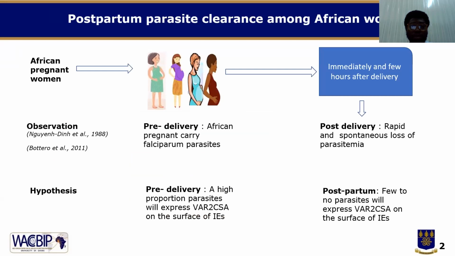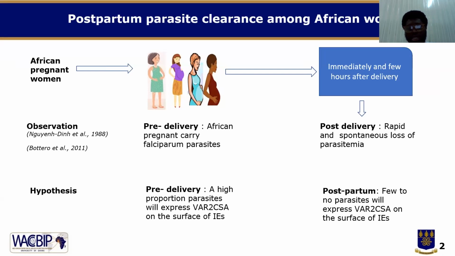So what has been observed and reported amongst African women by 2 independent studies is that pregnant women with these parasites prior to delivery carry them into delivery. And then a few hours after delivery, they rapidly lose these parasites without any therapeutic intervention. Now, in the earlier study by Nguyen in 1988, VAR2CSA was not yet discovered. VAR2CSA was discovered in 2003 by scientists at the Center for Medical Parasitology, and is known to be the antigen that mediates placental malaria.